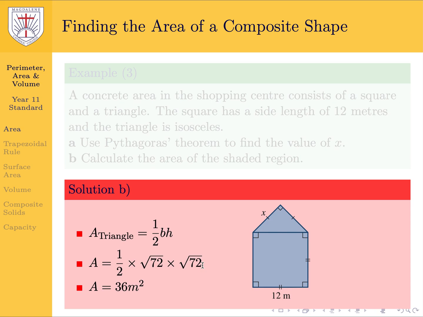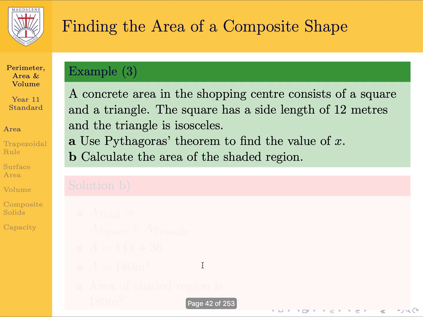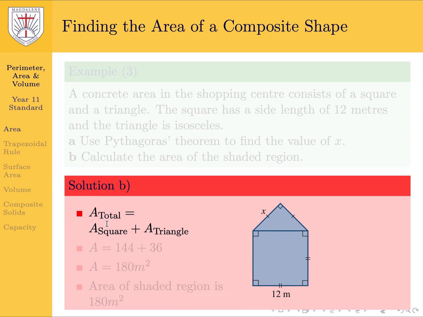But unfortunately we're not done, because we need to add them together. So the total is the area of the square plus the area of the triangle, which, as we worked out before, is 144 for the square and 36 for the triangle. And when you add them together, you get 180 metres squared. So that is the area of the shaded region.